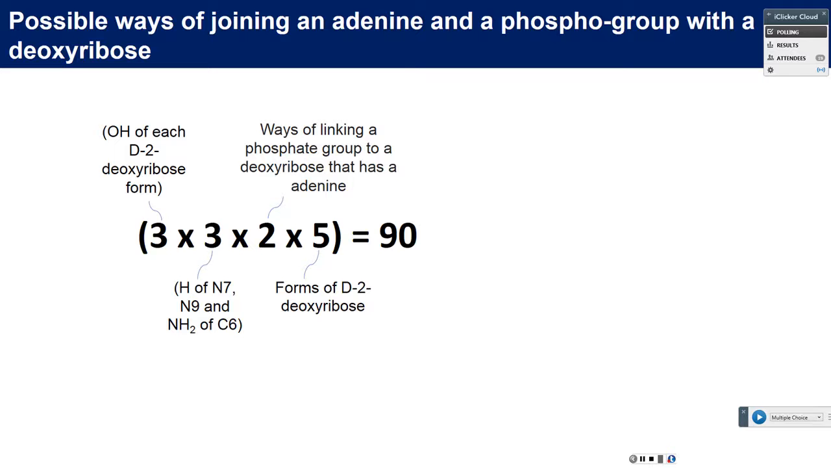So we can calculate the ways of linking an adenine and a sugar and a phosphate group, right? That's going to be 90, because in each of the deoxyribose forms there are 3 hydroxy groups, right? And in each of adenine there are 3 different choices of nitrogen hydrogen bond. And then when you link these 2 together, there are 2 choices of linking the phosphate group. And remember, we have 5 different deoxyribose forms, right? So the total number of ways of joining an adenine, a phosphate group, and deoxyribose is 90.